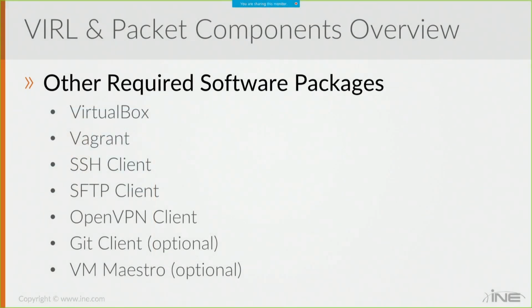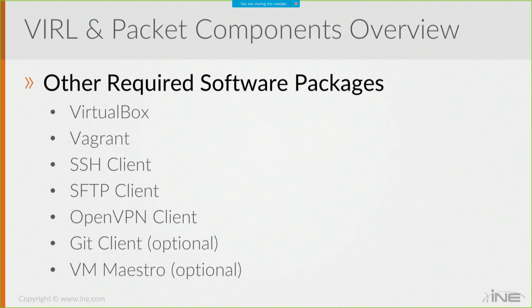We'll also see some other minor software packages we need, like an SSH client, to open the CLI to the actual VIRL machines and also to the Vagrant virtual machine. We'll also need a secure FTP client; in my case, I'm going to be using FileZilla on Windows. And an OpenVPN client that is ultimately going to privately connect us to the VIRL Packet instance.